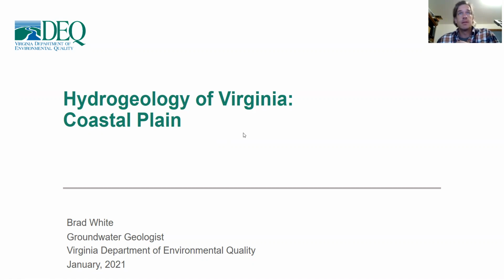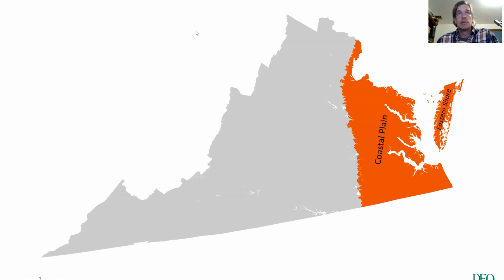Here's where I'm talking about. And in this talk, we're just going to be discussing the hydrogeology and the geology of the coastal plain and eastern shore, which is part of the coastal plain. Here's the Chesapeake Bay right here. So everything in red from the fall line, which is right here, all the way out to the eastern side of the Chesapeake Bay.